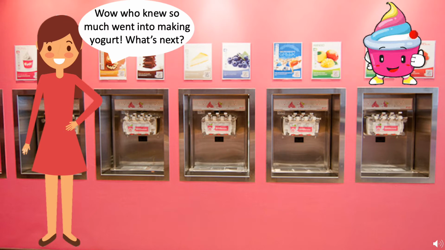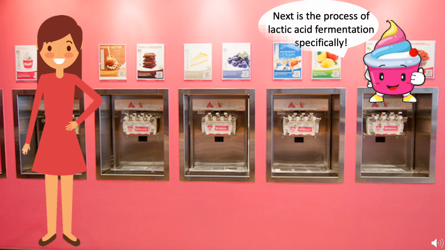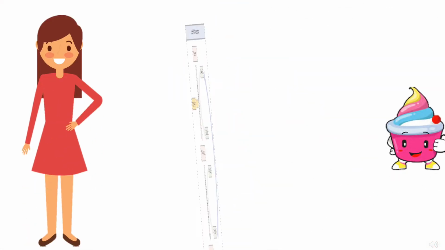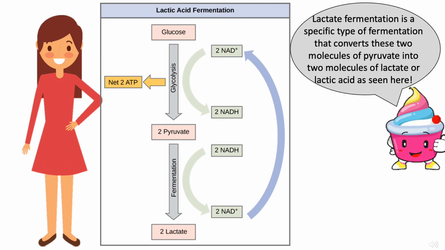Wow, who knew so much went into making yogurt? What's next? Next is the process of lactic acid fermentation specifically. Lactic acid fermentation is a specific type of fermentation that converts these 2 molecules of pyruvate into 2 molecules of lactate or lactic acid as seen here.